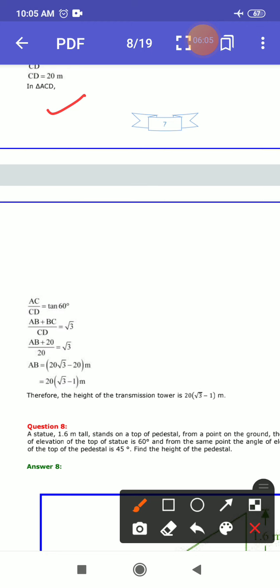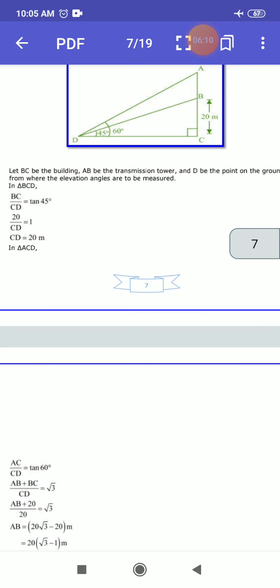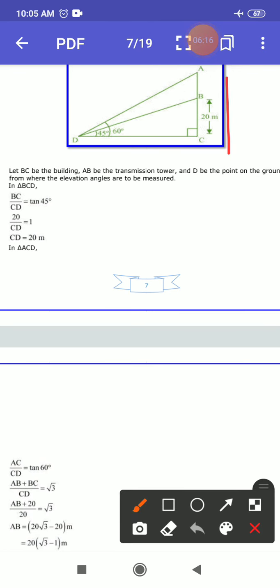Then, as you very well know, if you find AC, then the value of AC is equal to this value. AC is made with the help of AB and BC. So we have to write it this way.